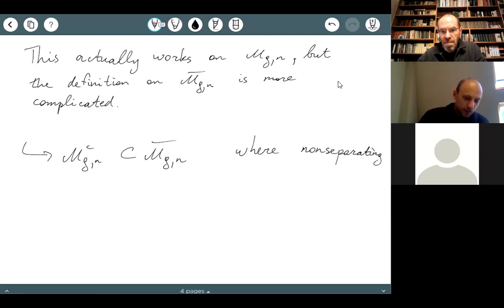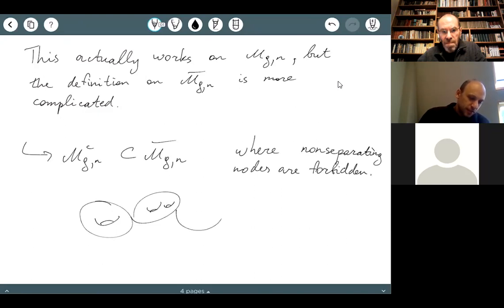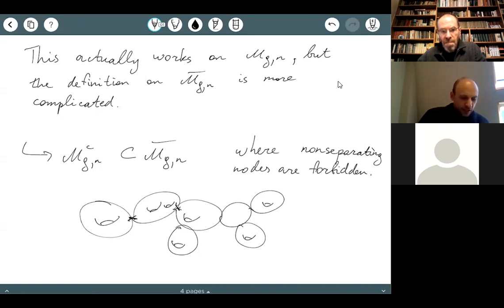Non-separating nodes are forbidden. So if you take a stable curve like that, this is in compact type, because if you take every node and unglue the two branches of the node, your curve decomposes into two components. So every node separates the curve into two parts. But now if I add one more component like that, this is not in compact type any longer, because if I unglue any node in this cycle, I still get a connected curve.